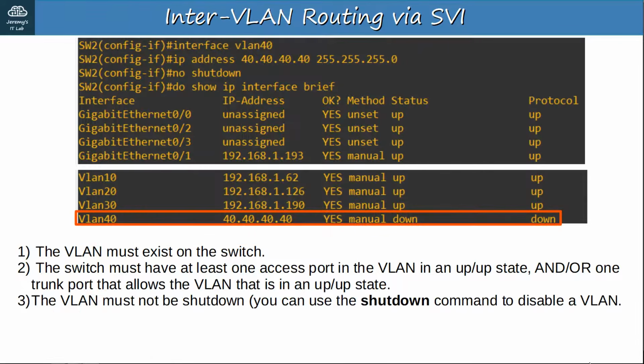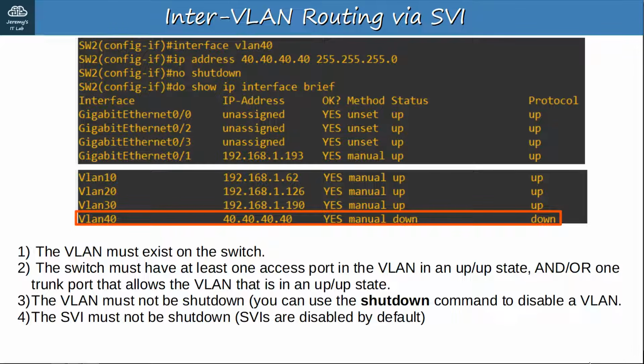Okay, next rule. The VLAN must not be shut down. Note that this is not the SVI, but the VLAN itself. You can enter VLAN configuration mode and disable the VLAN with the shutdown command. If you do this, the SVI for that VLAN can't become up, up. Note that I think you can't do this command in Packet Tracer, so you'll need a real Cisco switch if you want to try this one out.